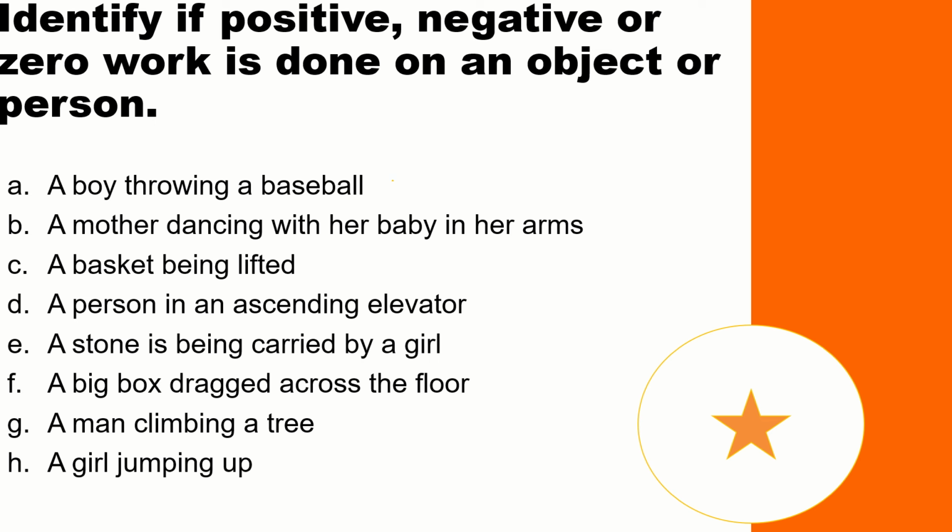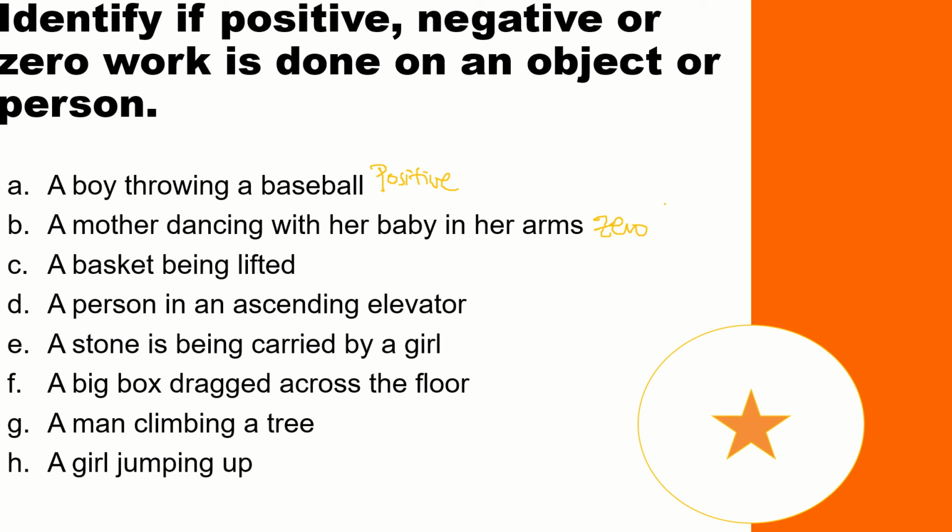A boy throwing a baseball, obviously this is positive work. If you have a problem with this one, na hindi siya positive, balikan mo yung definition. Next, a mother dancing with her baby in her arms. Her baby is just carried, so basically the work done on the baby is zero. Okay? Kasi carried niya lang po. Maski nagbabayli siya, si baby kapot-kapot niya lang. So, if you're going to look into the handouts, work done on the baby yung finocus namin.